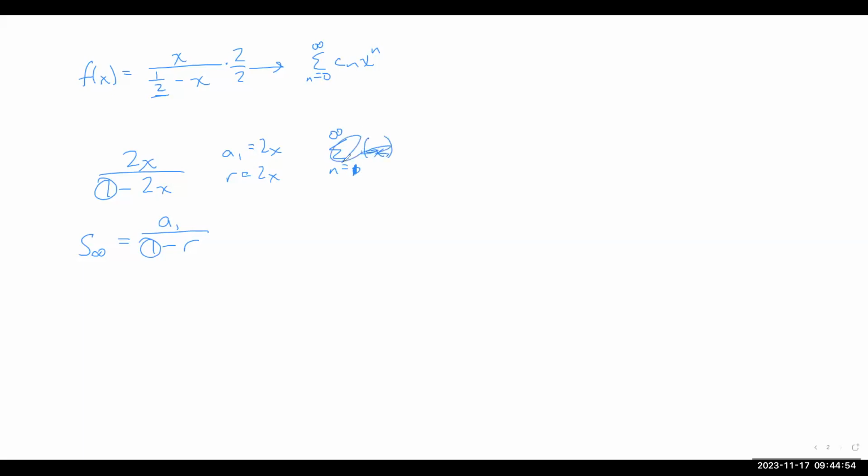Not x. Let me just rewrite. From n equals 1 to infinity, (2x) to the power of n. Are we okay with that? The first term will be 2x, the second term will be 2x squared or 4x squared, then 8x cubed. Is that the behavior we want out of that? I think it is. So that looks good.